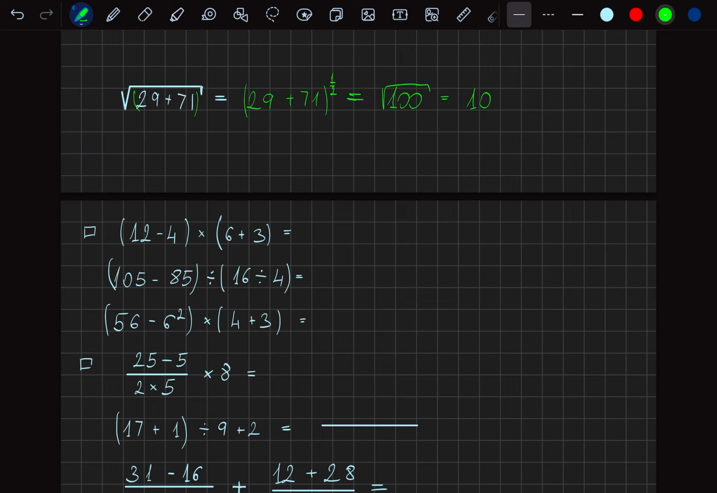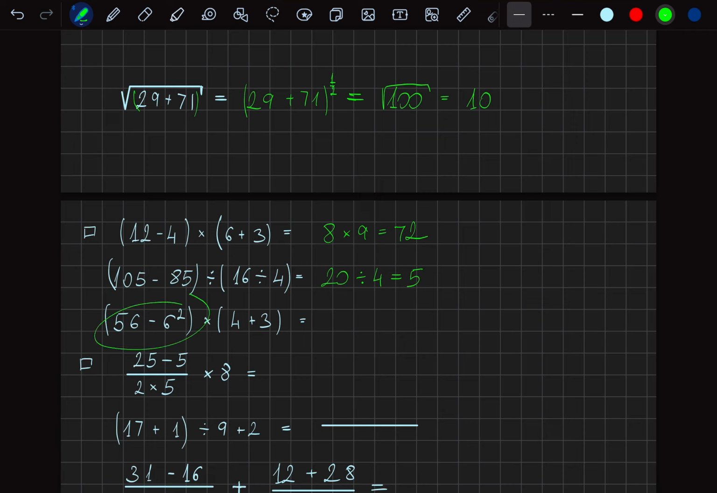So 12 minus 4 is 8 times other brackets 11. Sorry, it's just 9. 72. 105 minus 85, it will be 20 divided by 16 divided by 4, it will be 4. So 20 divided by 4, it's 5.